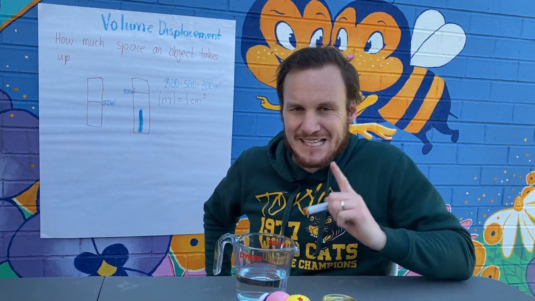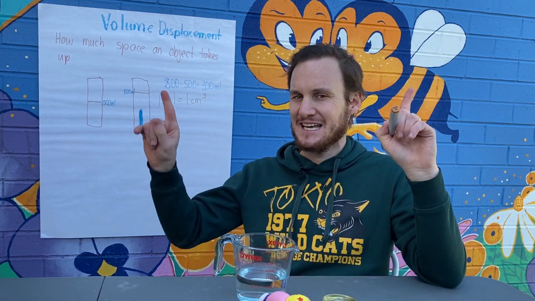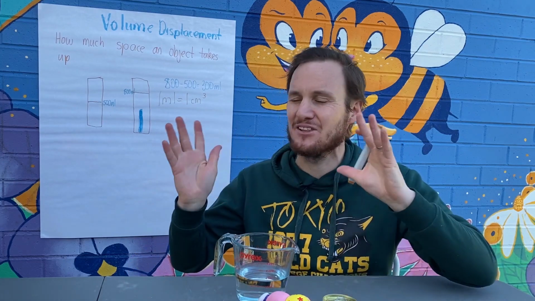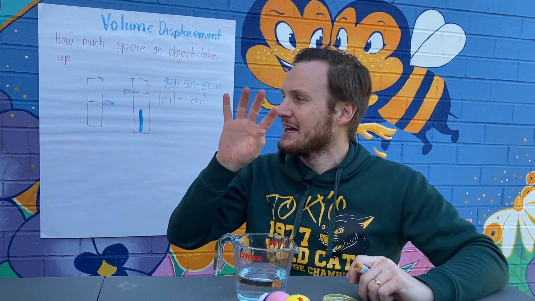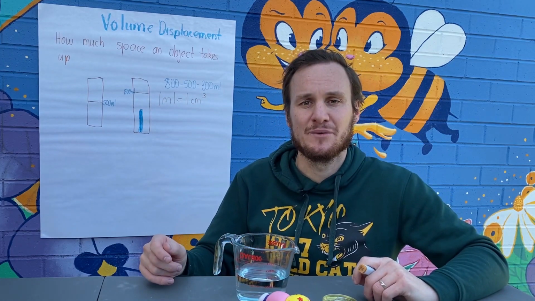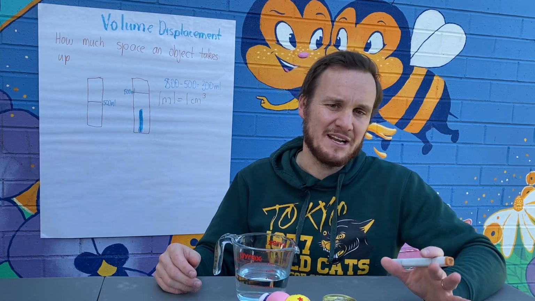Keep that in mind. Milliliters equals centimeters cubed. It doesn't equal mass. It's not about mass because you can have really light objects that take up a lot. It equals volume. So 1 milliliter equals 1 centimeter cubed. So let's do an example right now.